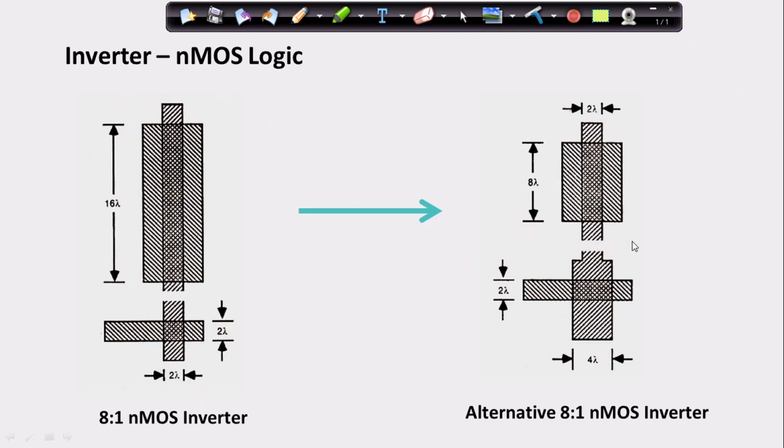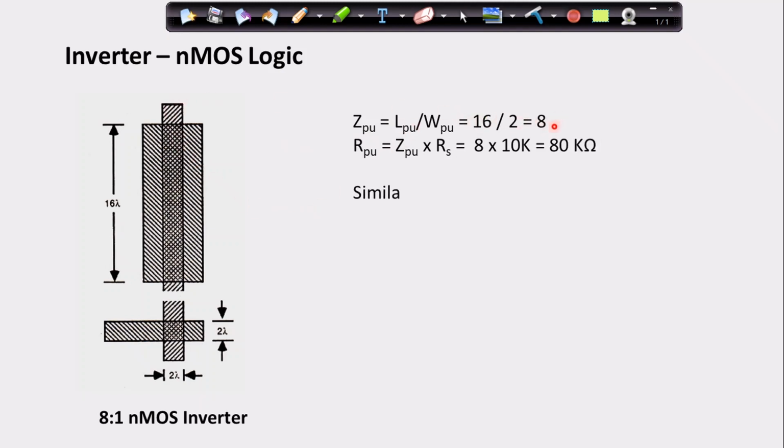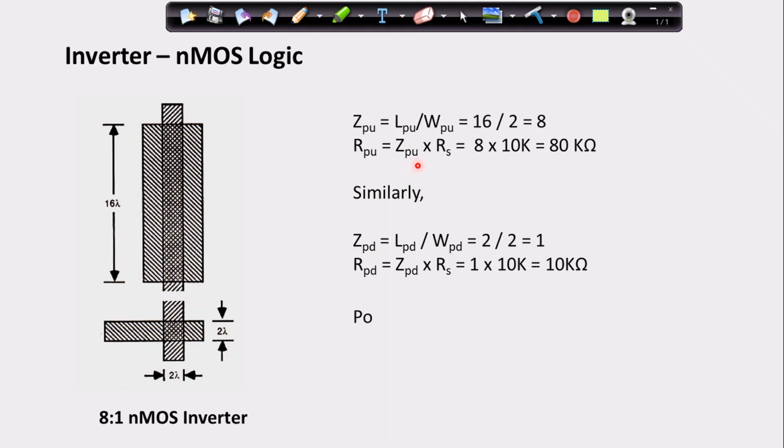Okay, so let us look into the NMOS logic. As we know, the impedance at the pull up region is given by length by width. For this particular transistor, length is 16 and width is 2. So 16 by 2 will result in 8. And the total resistance of this transistor, the resistance pull up, is given by the impedance of pull up region times sheet resistance. We studied how to calculate the sheet resistance in module 2.